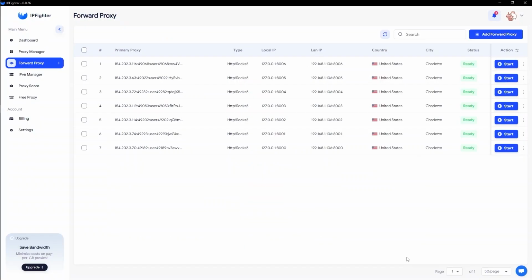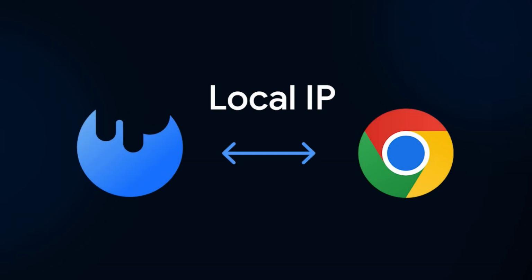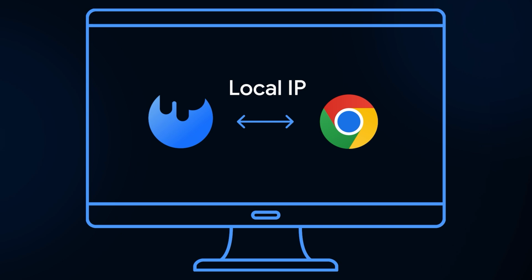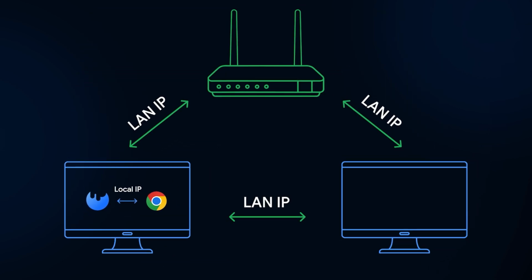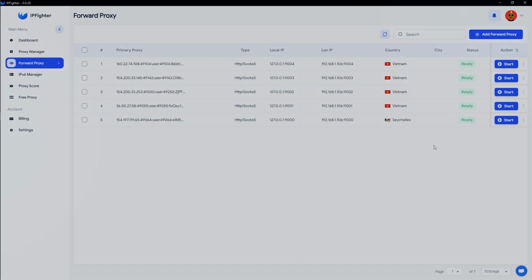Once forwarded, the proxy will have the format local and host. Forward IPs are divided into two types, local IP and LAN IP. Local IP is used to forward proxies on the same computer running IPFighter. LAN IP is for connecting to other devices on the same network as your computer. If you're not sure how to connect using local IP or LAN IP, check out the detailed video in the comments below.